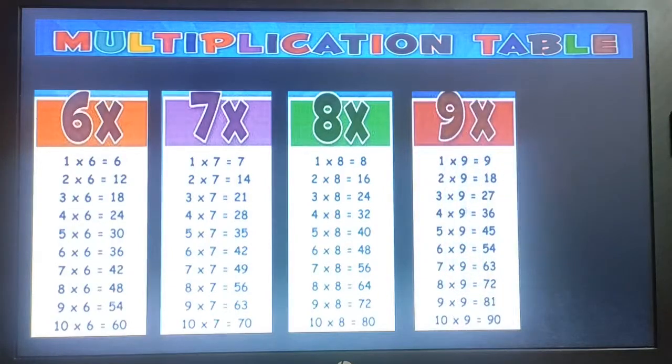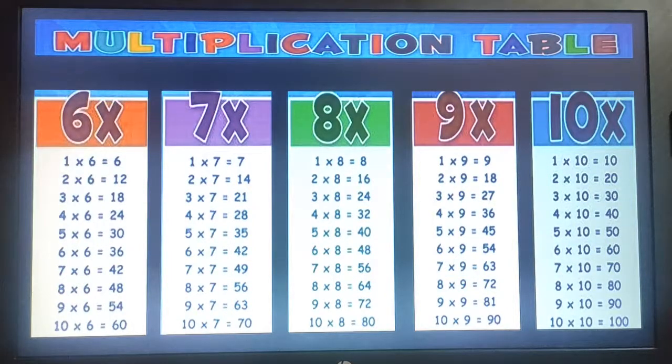Now 9's table. 1 into 9 is 9, 2 into 9 is 18, 3 into 9 is 27, 4 into 9 is 36, 5 into 9 is 45, 6 into 9 is 54, 7 into 9 is 63, 8 into 9 is 72, 9 into 9 is 81, 10 into 9 is 90.